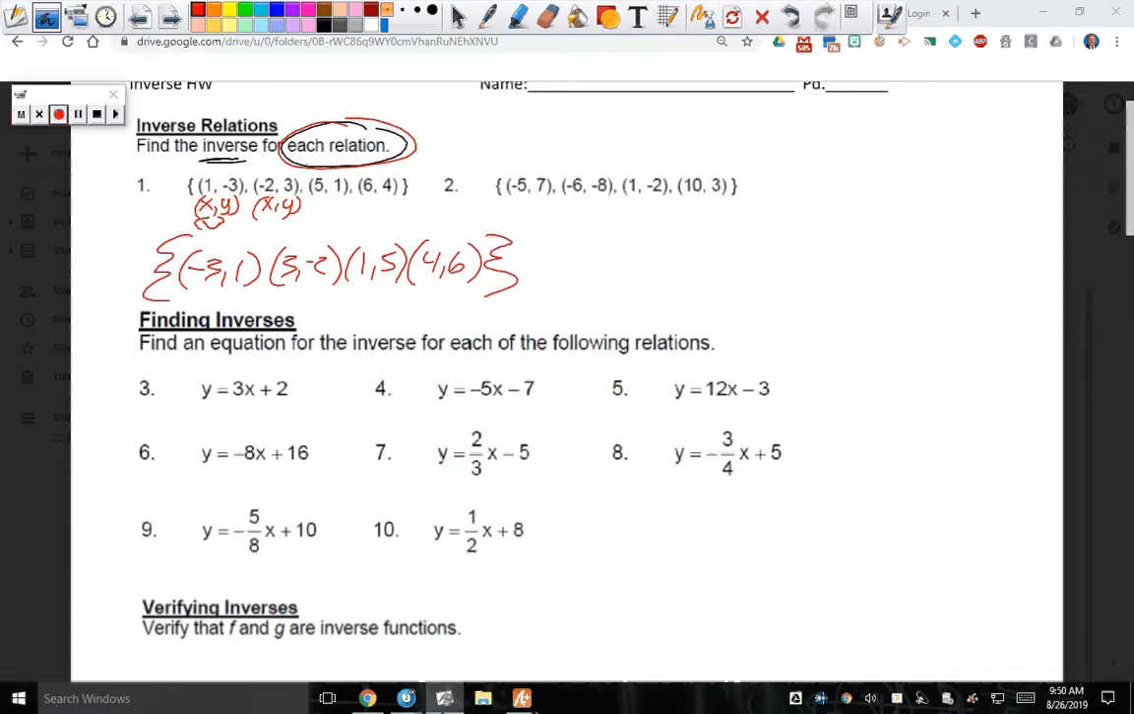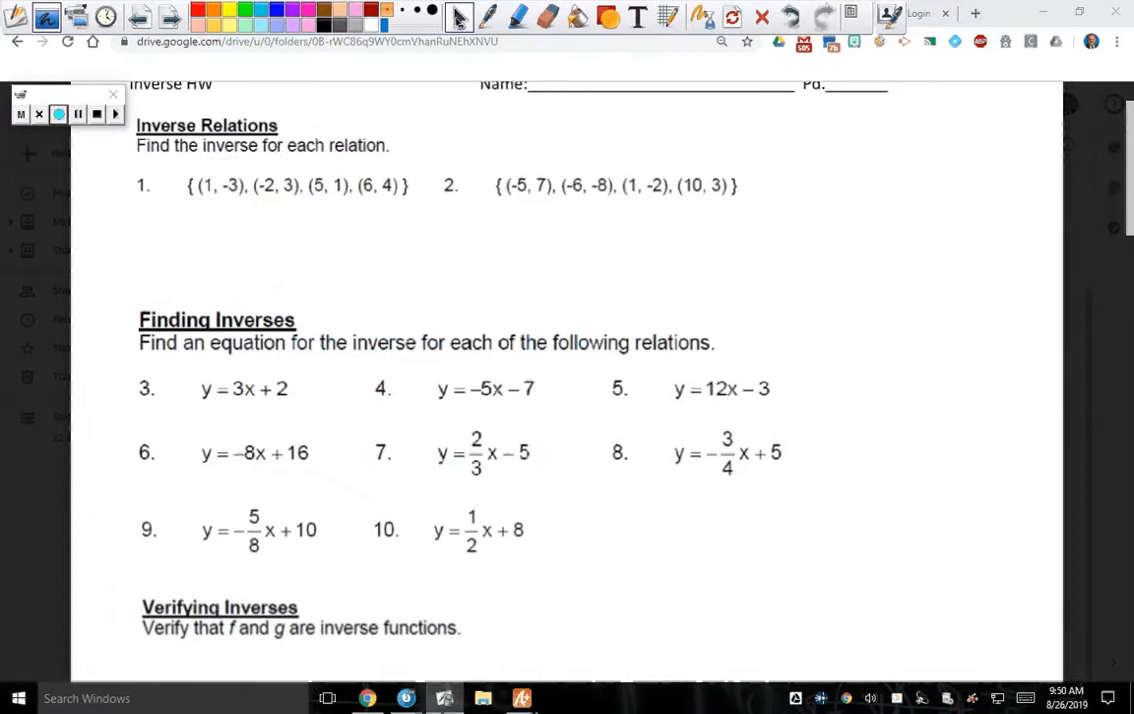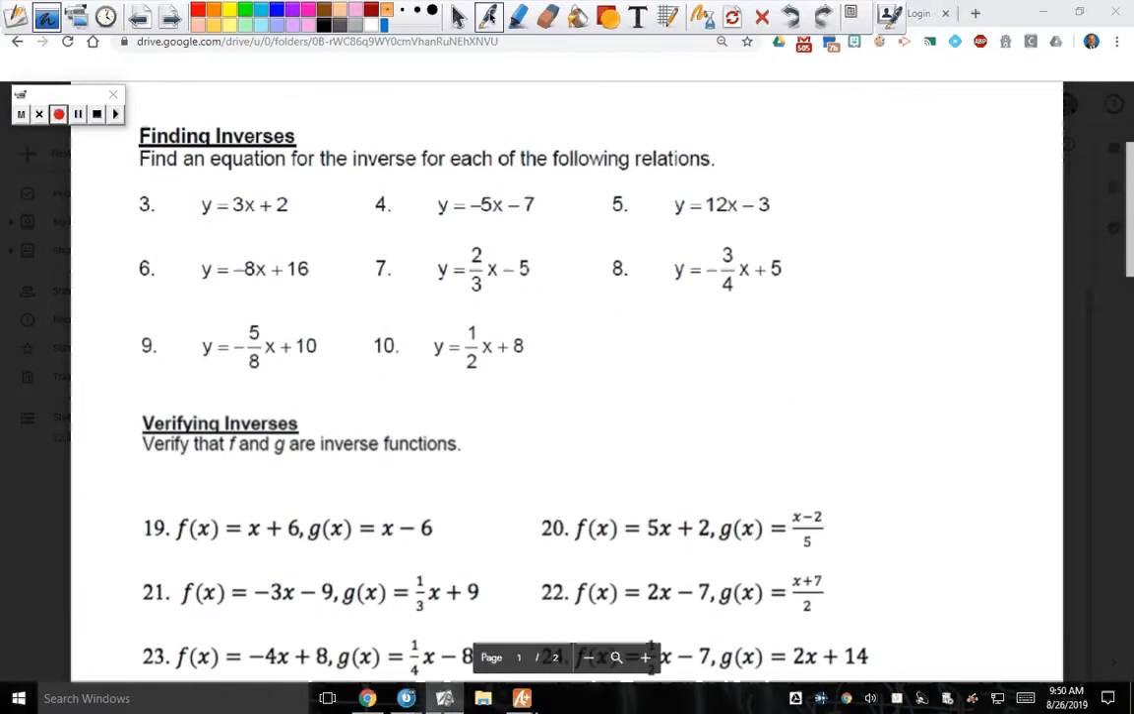So let's go to the big parts. Equations. All right, let's look at 3 through 10. Let's do 2 of them. I'll let you pick. Which ones do you all want to do? 9 and what else? 8. Here we go. I'm going to show you the long way, and I'm going to show you the shortcut way.